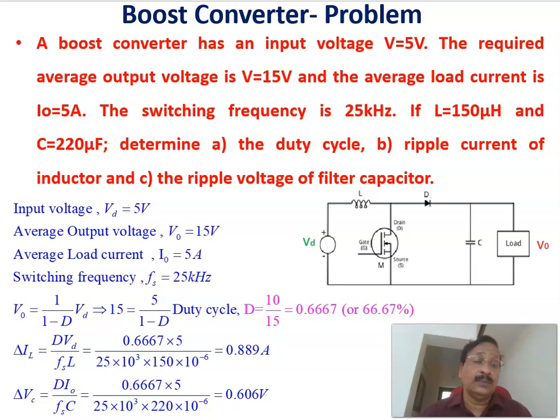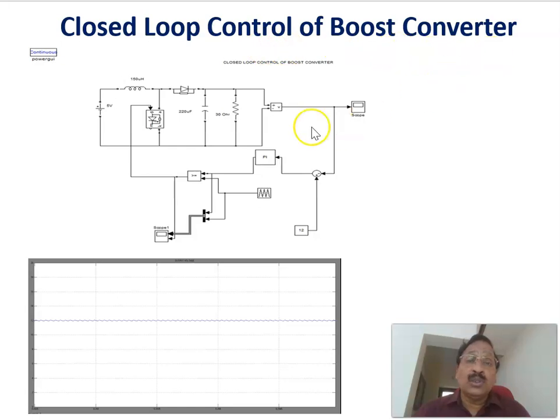Now let us see the closed loop control of the boost converter. The circuit simulation model of the closed loop control of the boost converter is shown here. The output voltage is sensed and compared with the reference voltage, and that is given to a PI controller. The PI controller output is compared with a sawtooth waveform, and that output is used to trigger the MOSFET or the switch. Therefore, this is the basic simulation model of the closed loop control of the boost converter.